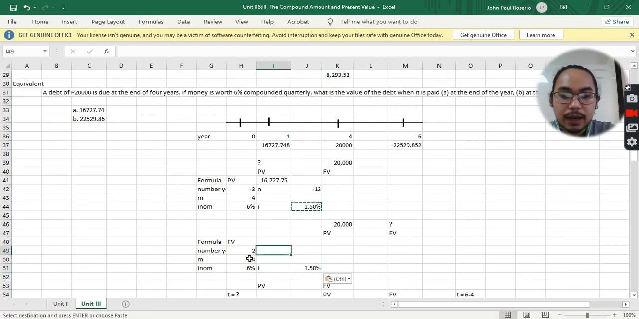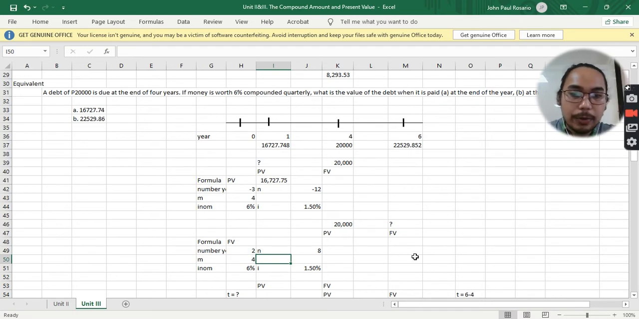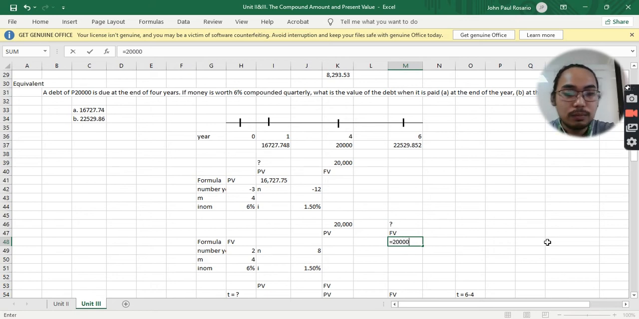And then our N here would be 4 times the number of years, so 8 periods. Okay. So here, since our future value is unknown, we can now solve for our future value using the future value formula. So, present value of 20,000, you multiply that by 1 plus the periodic rate, and then we raise that to the positive N. That should give us 22,529.85.